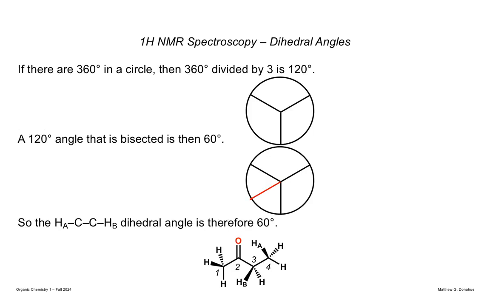And so how do we ultimately determine that angle? So if we consider that there are 360 degrees in a circle, and we see in the front carbon there are 3 substituents, so 360 degrees divided by 3 gets an angle of 120 degrees here.